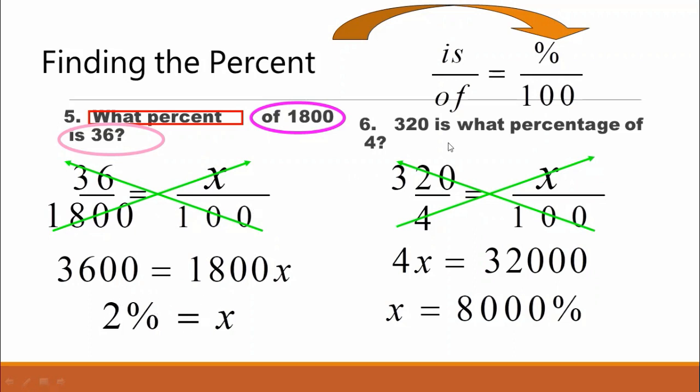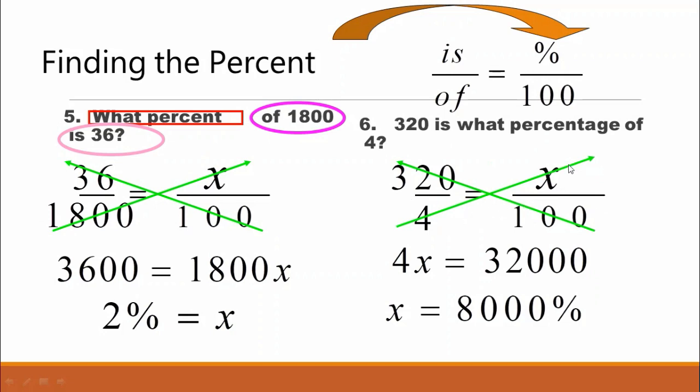Similarly, another example: 320 is what percentage of 4? 320 represents the part. What percent? Percent is unknown. "Of 4": 4 represents the whole. So 320 divided by the whole is equal to the percent, the unknown, divided by 100.